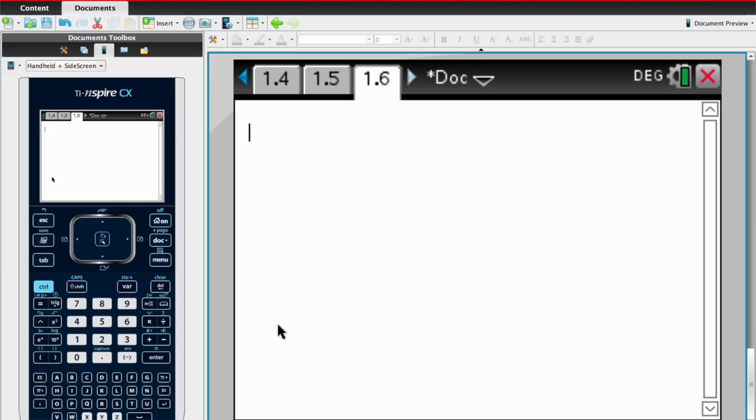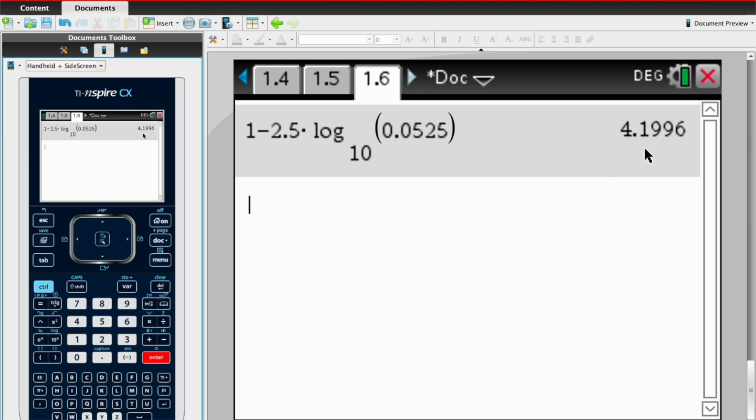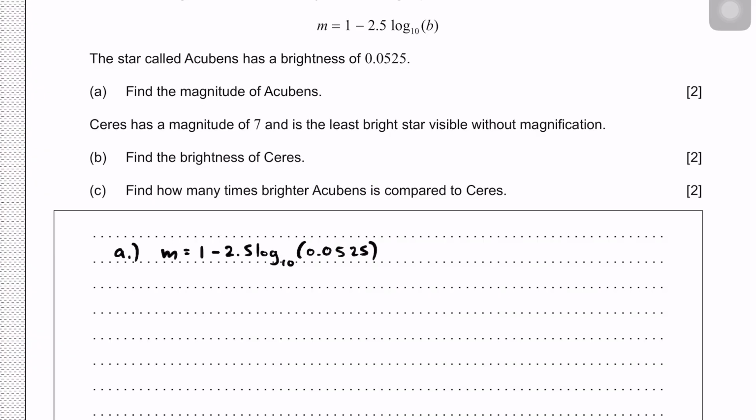Here we go. 1 minus 2.5, here's our log right here. Log base 10, and then of 0.0525. And the answer is 4.1996. So the magnitude of 4.1996 to 3 sig figs would be 4.20. Let's write this out. So m equals 4.1996 or 4.20.